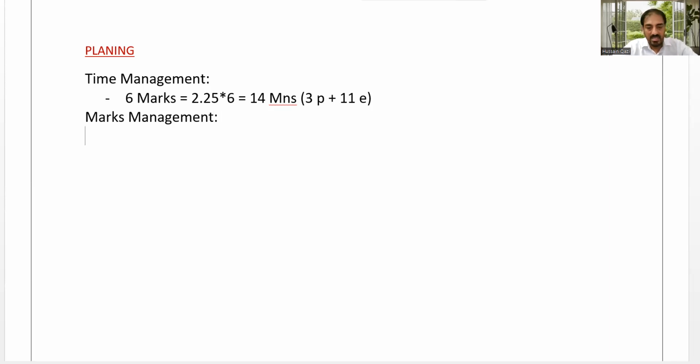Marks management. First of all, you have to consider this. What type of question is this? It's a theoretical question, where the examiner is testing a concept and the application of that concept. Here the examiner examines a topic called synergy and the application of synergy.